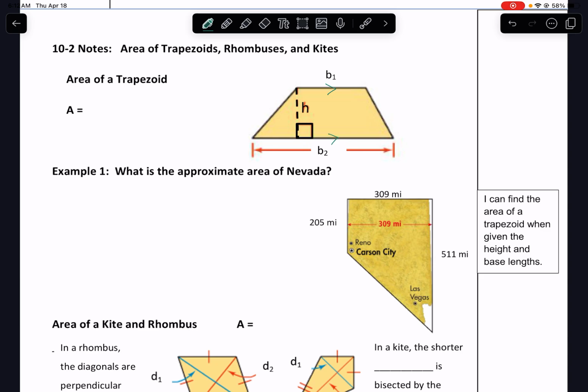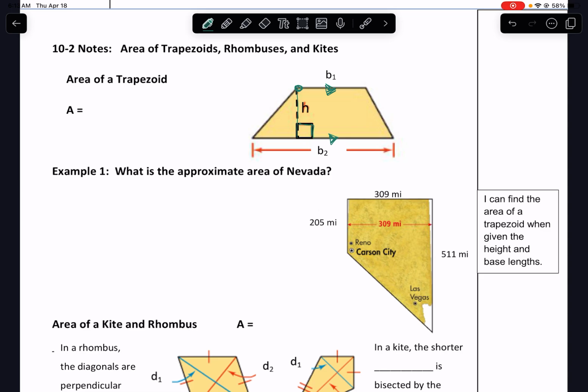Those two parallel sides are always going to be your bases. You'll see them labeled as B sub 1 and B sub 2 in the formula. And the distance between those bases, which is always a perpendicular distance, see how we go from one vertex of base 1 down to the side of base 2 at a right angle. That lets us know it's the height.